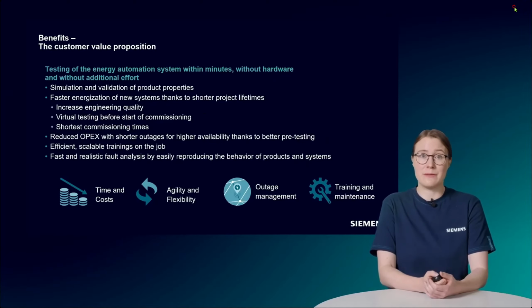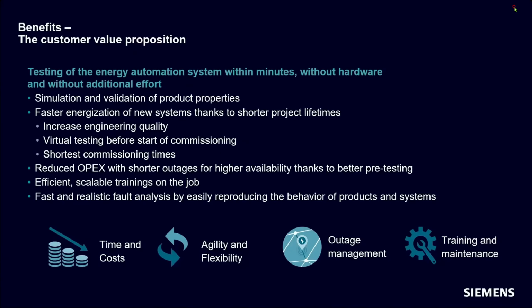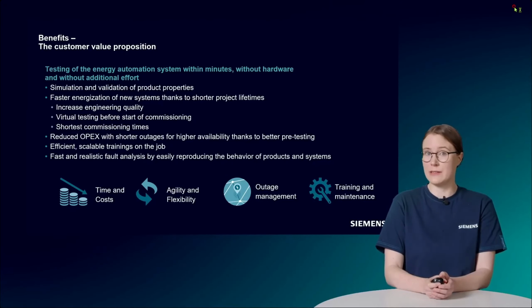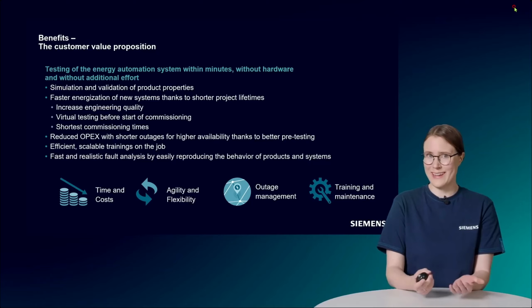The benefits of our digital twin are a hardware-free testing solution for validation of product properties. It can help to achieve faster energization times because you can start with your virtual tests before the start of commissioning. This can lead to shorter commissioning times and an increased engineering quality. With the digital twin, you can reduce the OPEX costs with shorter outages for higher availability thanks to the better pre-testing. The digital twin is great for training purposes and for fast and realistic fault analysis after a network fault has happened.